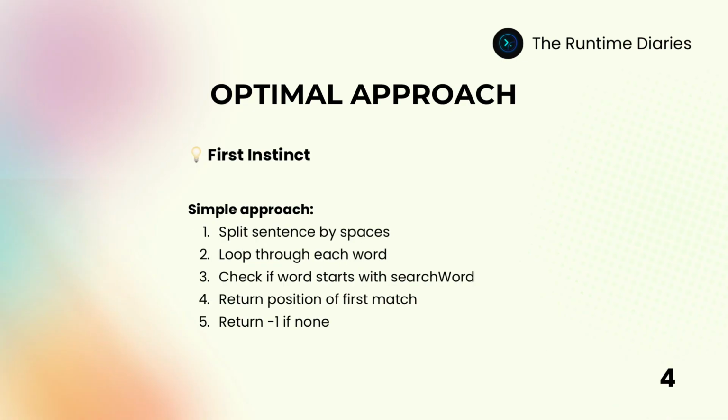If we think through this problem naturally, the brute force solution is also the optimal solution. Here's the human thought process. First, split the sentence into individual words. Second, loop through those words from left to right. Third, for each word, check if it starts with the search word. Fourth, if it does, return the position of that word immediately. Fifth, if you finish the loop without finding any matches, return -1. There's no trick here. This is exactly what we're supposed to do, and it's the most efficient approach for this problem.